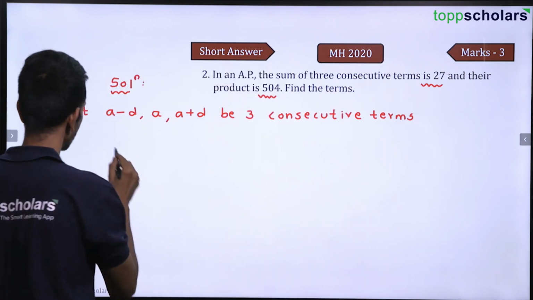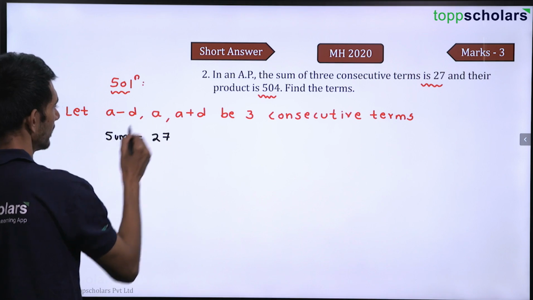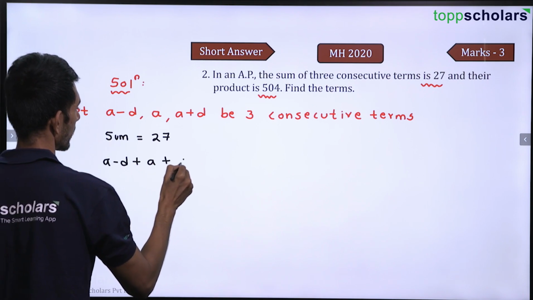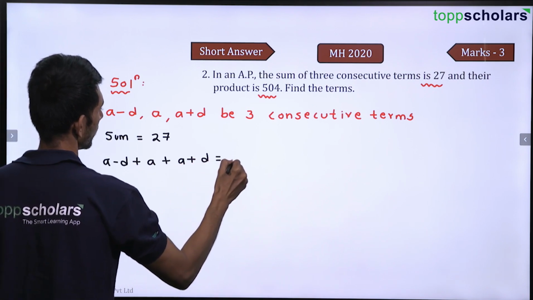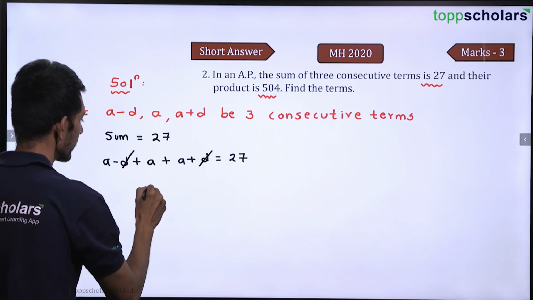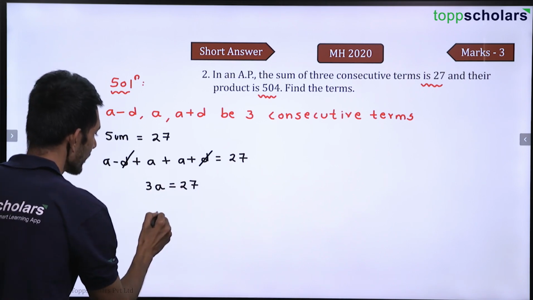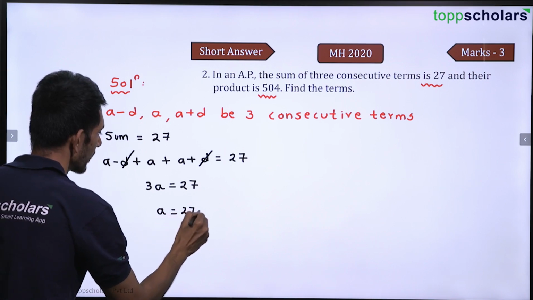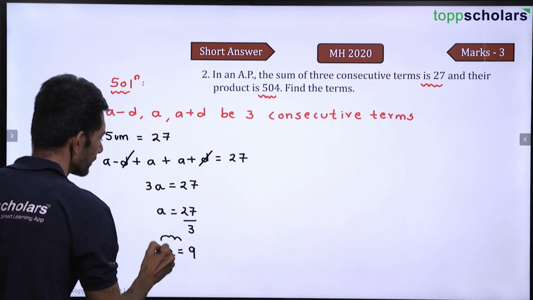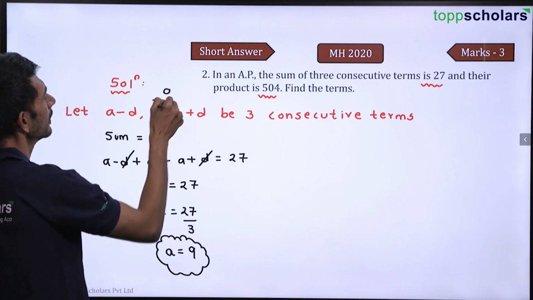Their sum is 27. So let me write down. Sum is 27. That is a minus d plus a plus d is 27. Can I cancel d? Yes. A plus a plus a. So 3a is 27. How much will be a? A will be 27 divided by 3. So a is 9. So this a over here is 9.